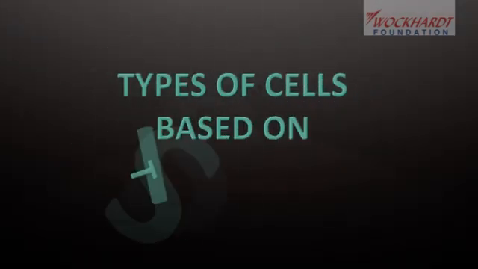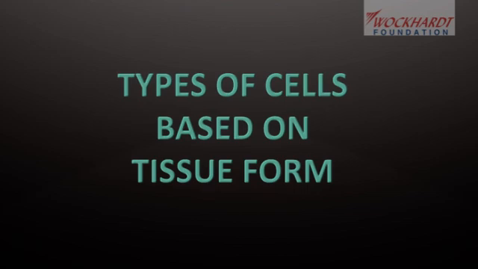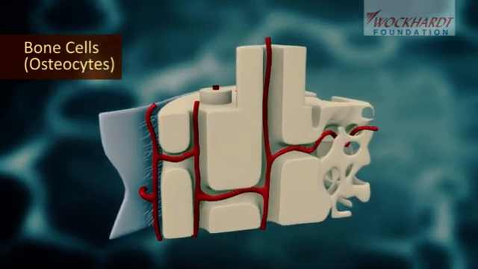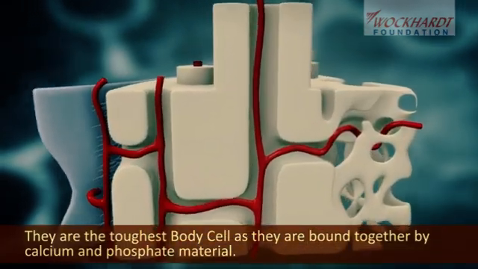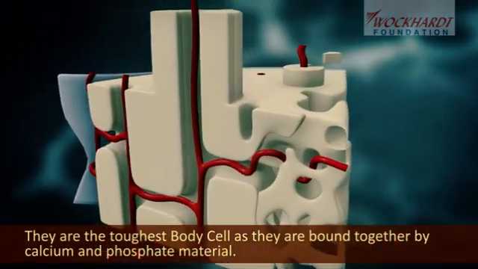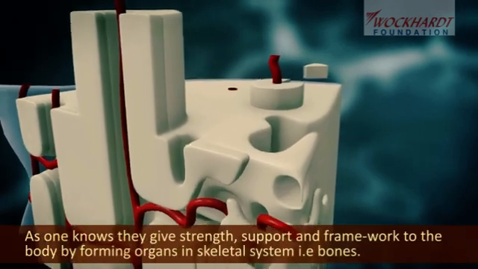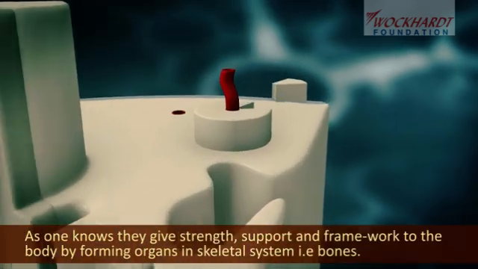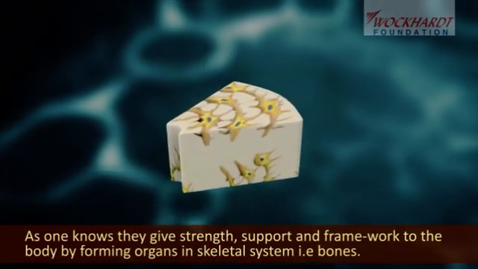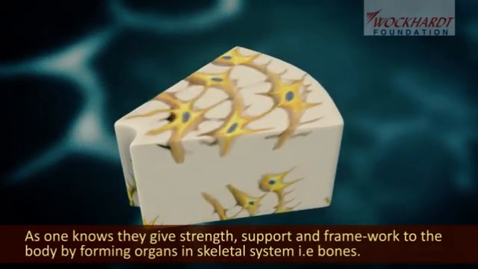Types of cells based on tissue form. Bone cells, osteocytes. They are the toughest body cells as they are bound together by calcium and phosphate material. As one knows, they give strength, support, and firm work to the body by forming organs in the skeletal system.